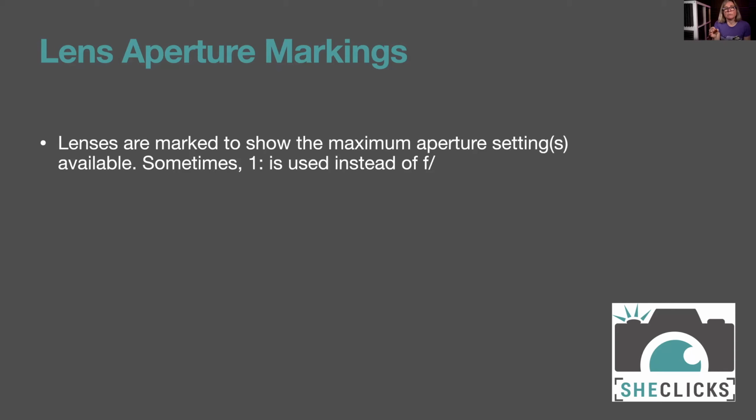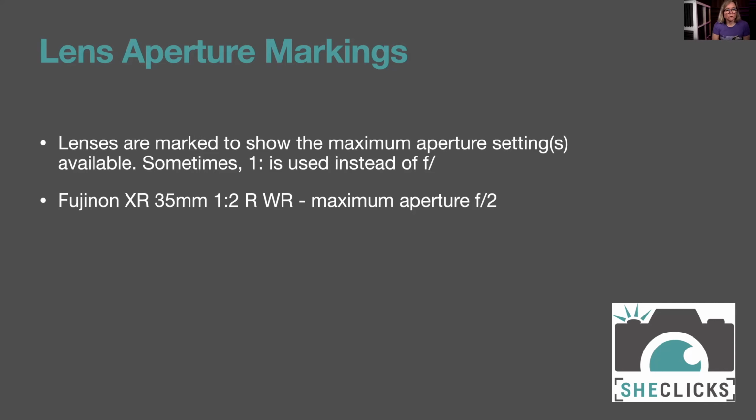And sometimes 1 colon is used instead of a slash because remember I said it's a ratio, and that's just a mathematical way of writing a ratio. So with a Fujinon XF35mm f/2 R WR lens, the maximum aperture is f2. So we're talking about a 35mm lens with an f2 maximum aperture. And that's actually the lens I was talking about a couple of minutes ago.